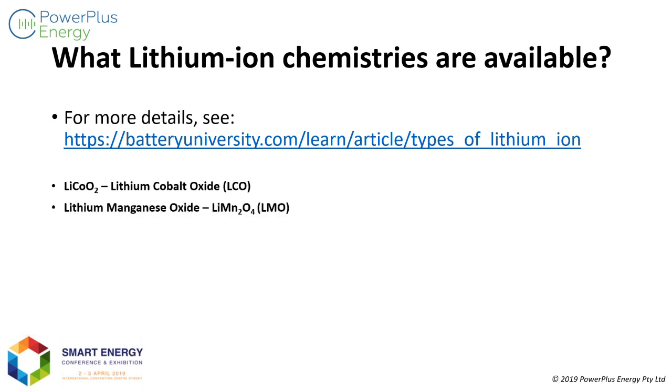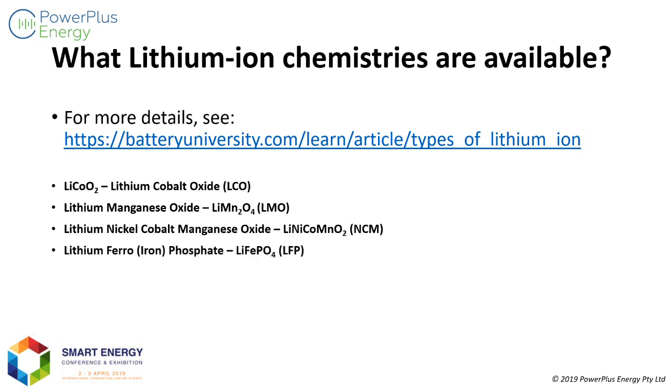There's lithium manganese oxide, lithium nickel cobalt manganese oxide, a bit of a mouthful. People call that the NCM or NMC chemistry, which is what you find in a lot of electric vehicles, some of the LG Chem batteries that you see in their power systems. Lithium ferro or lithium iron phosphate, called LFP, and then there's lithium nickel cobalt aluminium oxide, shortened to NCA, and then there's lithium titanate.